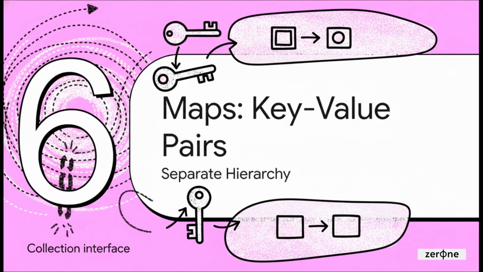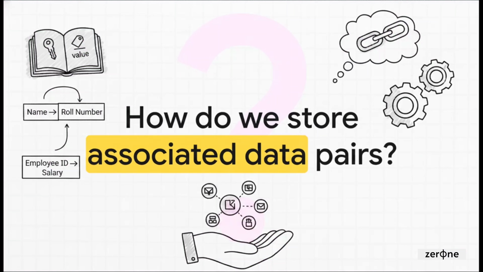And finally, Section 6, Maps, Key-Value Pairs. We have officially arrived at our final, completely distinct branch of our framework toolkit. We're leaving the standard Collection interface behind and stepping into the world of maps. Ask yourself this: how would you store a student's roll number so it's perfectly linked to their name, or an employee ID directly tied to their salary? We don't just want single, isolated elements anymore. We want associated data, exactly like a real-world dictionary.